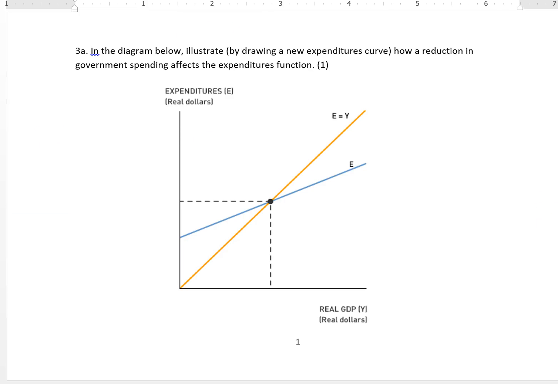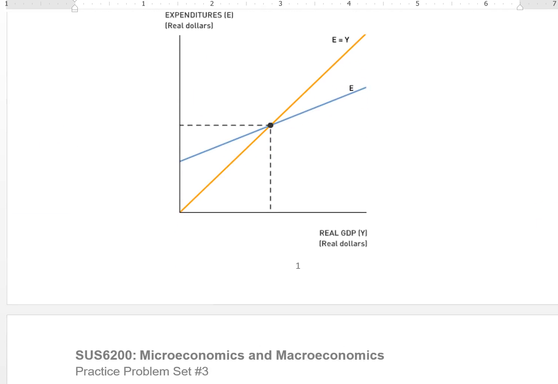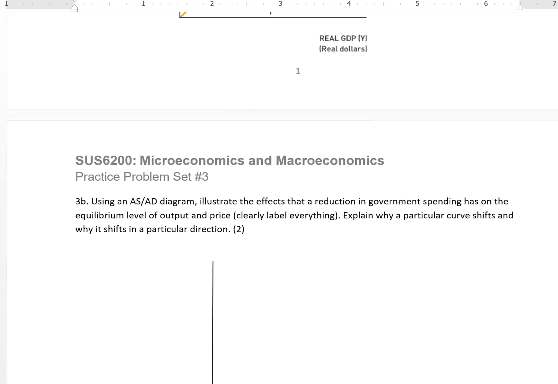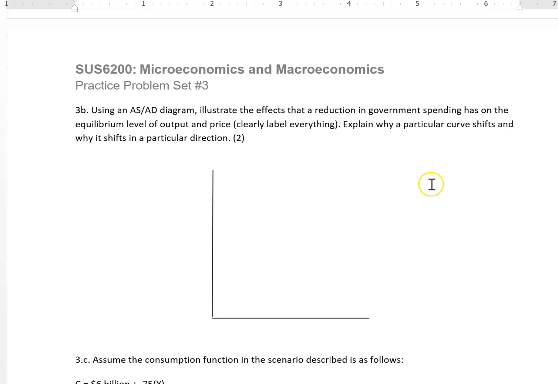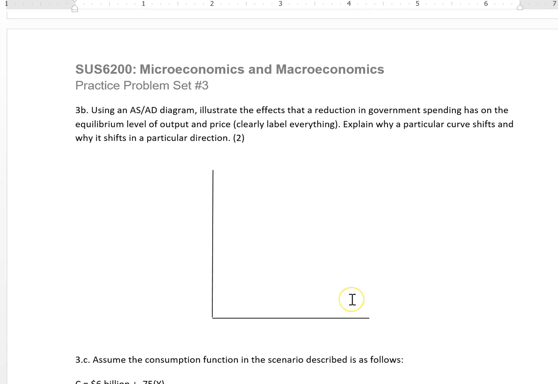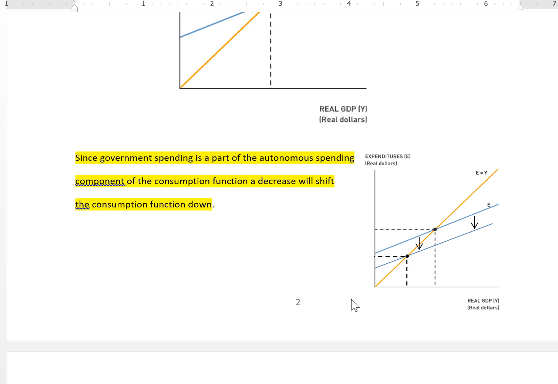So let's go back to 3b. Now this time I'm asking you to use the aggregate supply, aggregate demand diagram. Illustrate the effects that a reduction in government spending has on the equilibrium level of output and price. So in other words, I'm asking you to do the same scenario, but not use the expenditures function diagram. I'm asking you to do it with an aggregate supply and aggregate demand diagram. And it's going to look like this.